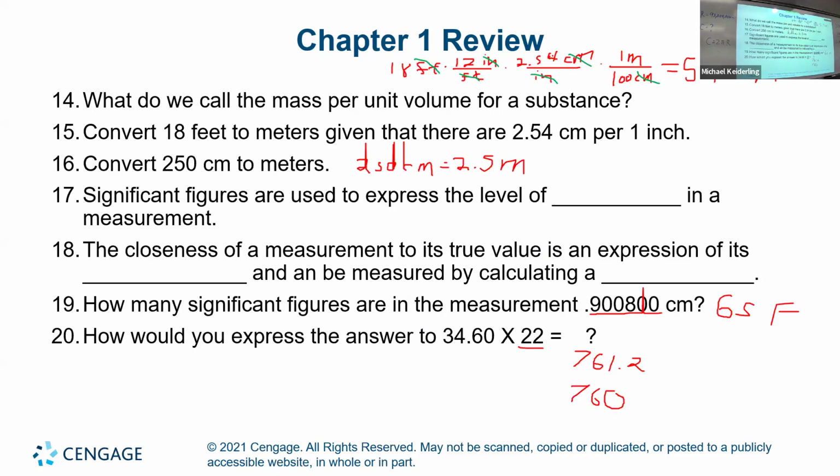So what do we call the mass per unit volume for a substance? That is density. And here I have the conversion of 18 feet to meters, given that there are 2.54 centimeters per 1 inch. So your first step is to go from feet to inches, 18 feet times 12 inches per foot, from inches to centimeters, 2.54 centimeters per inch. And then from centimeters to meters, 1 meter is 100 centimeters. So we divide by 100, and that will give us 5.5 meters.